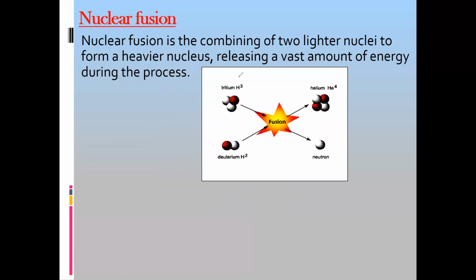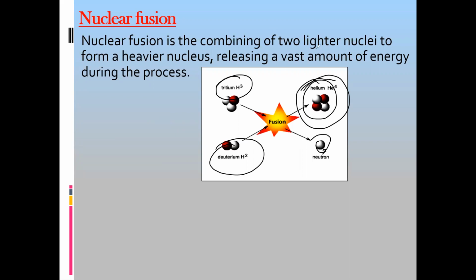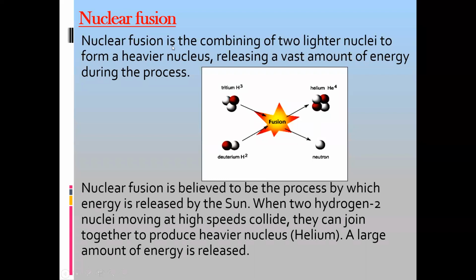As you can see, we mix two isotopes of hydrogen, and this results in the formation of helium and one neutron. The neutron is not always necessary, but it produces a heavy nucleus, so that is what we call a nuclear fusion reaction. And on the sun, a nuclear fusion reaction occurs.